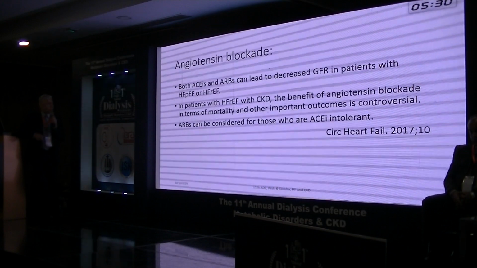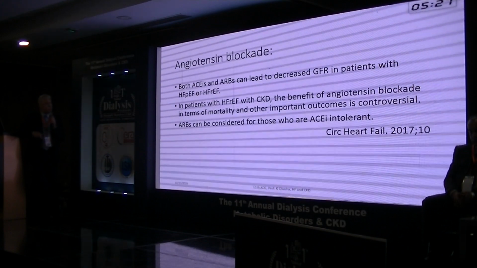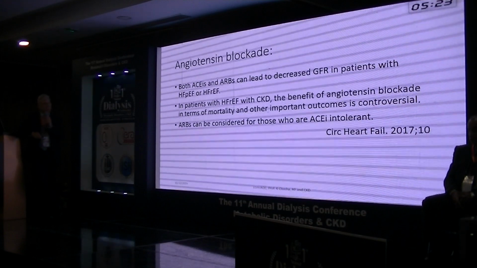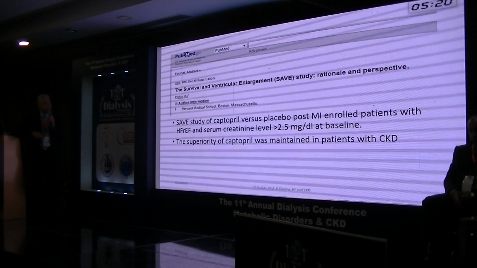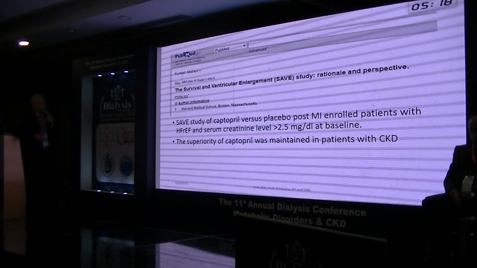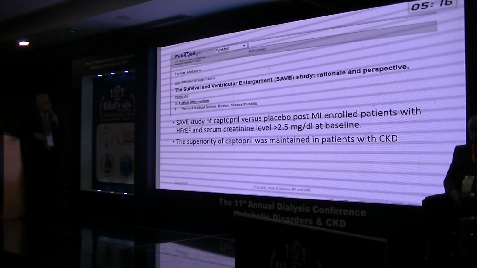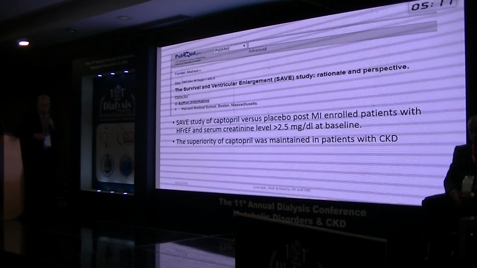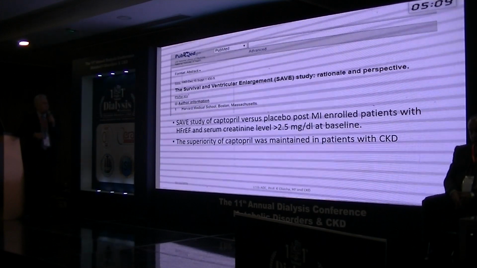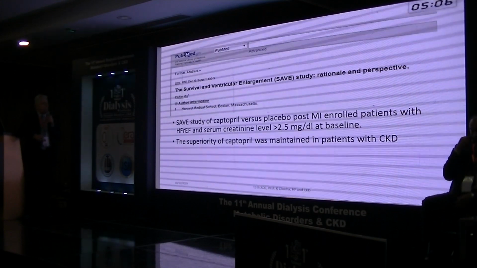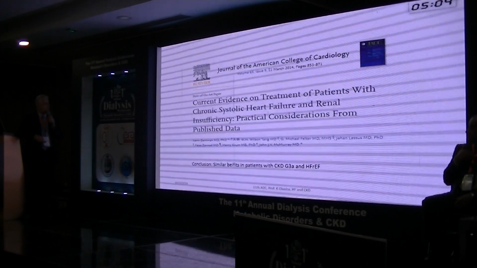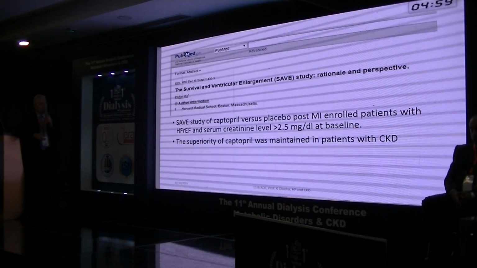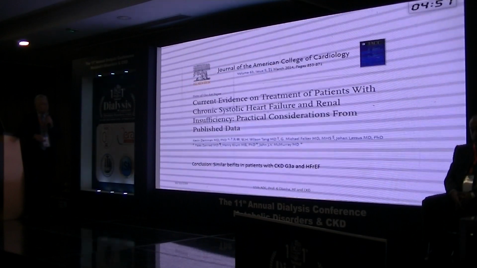And we can consider ARB if the patient is intolerant to ACE inhibitors, for example, dry cough and angioedema and the other intolerable effects of ACE. And this study, which was published very early in 1993, the captopril survival and ventricular enlargement study, showed that captopril was superior to the placebo in maintaining the cardiac function in chronic kidney disease patients.